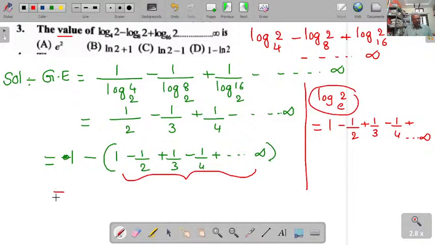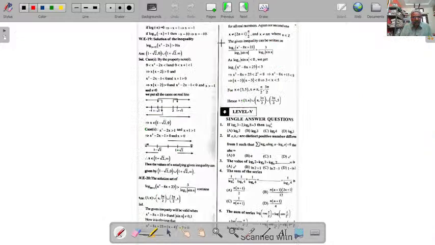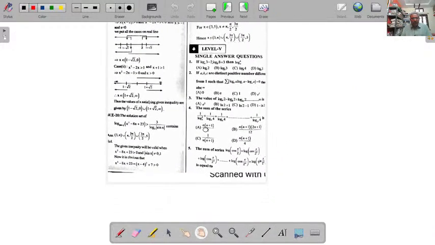So this equals 1 minus log 2 base e. It's a logarithmic series problem. So 1 minus log 2 base e means D is the right option. So third problem has been completed. Let us move to the fourth problem now. Right, fourth problem.